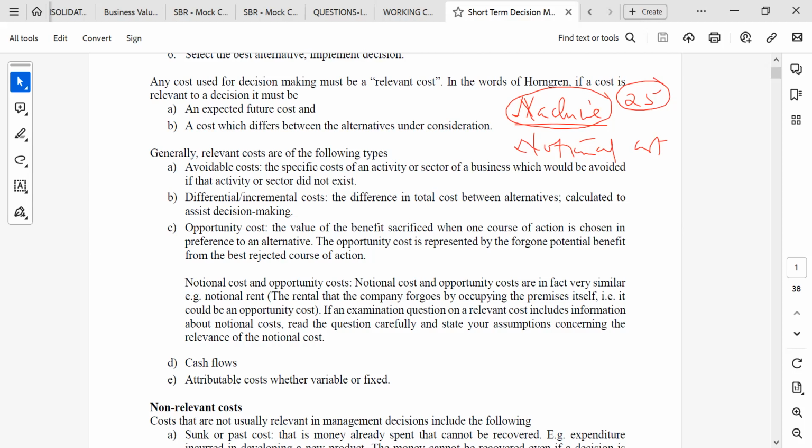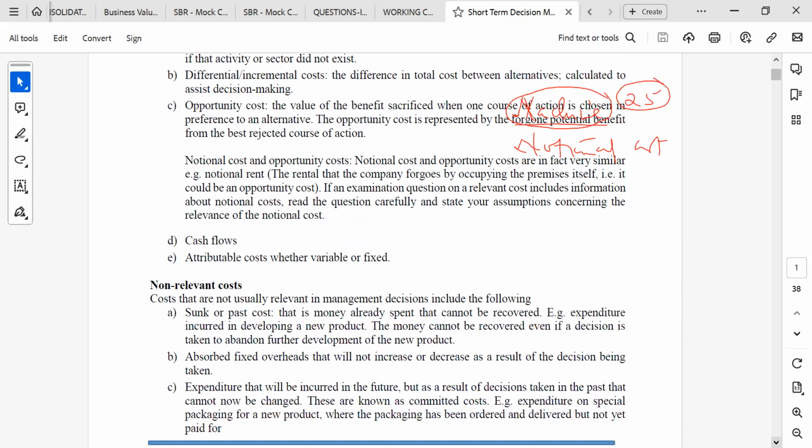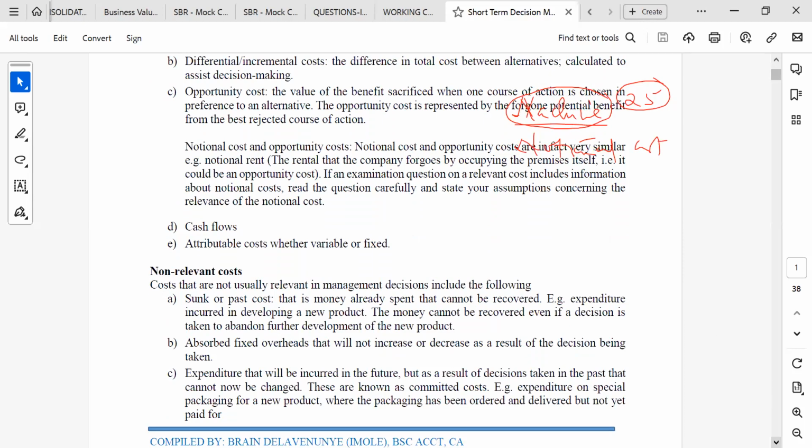We also have relevant costs should be cash flows. They should be attributable costs, whether variable or fixed. Okay, let's look at non-relevant costs. Costs that are not usually relevant in management decisions include the following: sunk or past costs. Past costs, I've said, are expenditure that you have already incurred. It has nothing to do with the decision. It's not a cost that we are going to be incurring as a result of undertaking the actual decision. The cost that you are going to incur after taking the decision, that is what we call the relevant cost. But the cost that you incur before taking the decision, they are irrelevant costs.